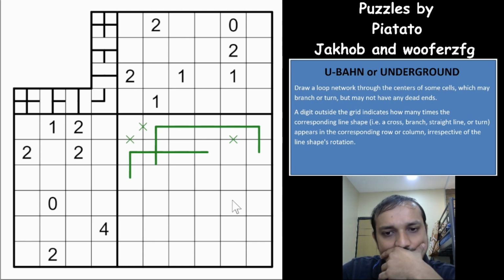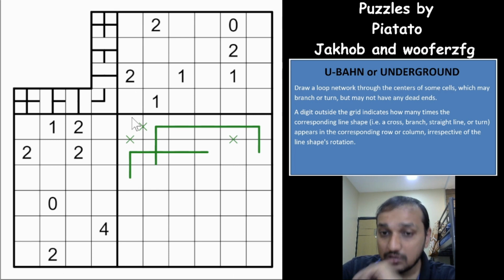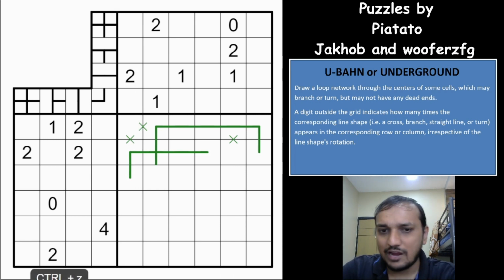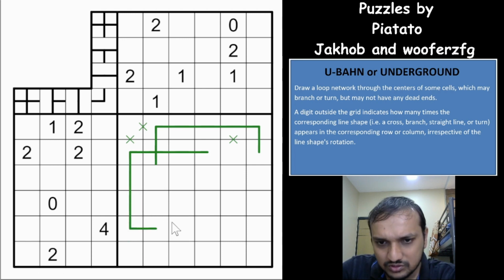Okay, now we know that there are two straight lines. Now those two straight lines would have to be consecutive, because if they are not consecutive, you will not be able to fulfill those two straight lines. So this is the way. Now these two straight lines are done, this is done.